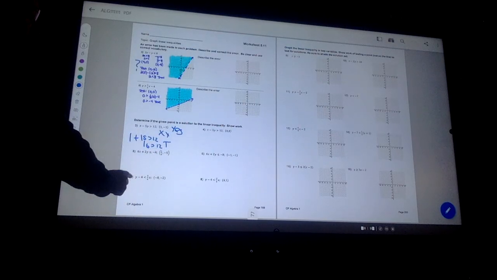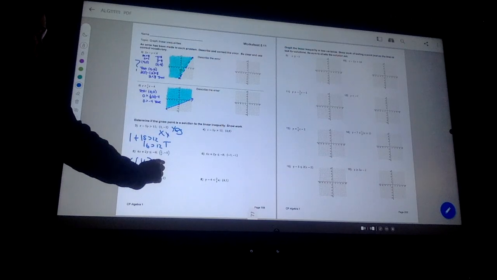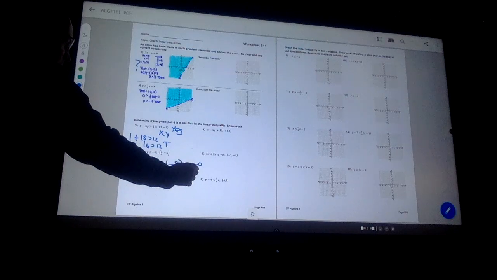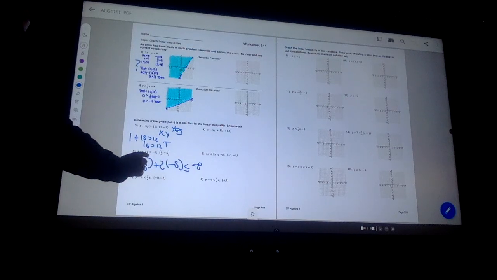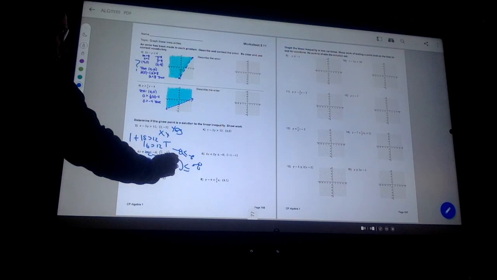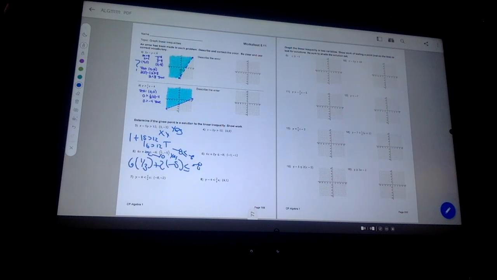Number 5, I'm going to plug 1/3 in, so I'm going to get 6 times 1/3, 2 times -5. Is that less than -8? So 1/3 of 6 is 2 minus 10. So that's -8. Is -8 less than or equal to -8? Yes, so this is a solution. If it didn't have the equal sign, it wouldn't be.